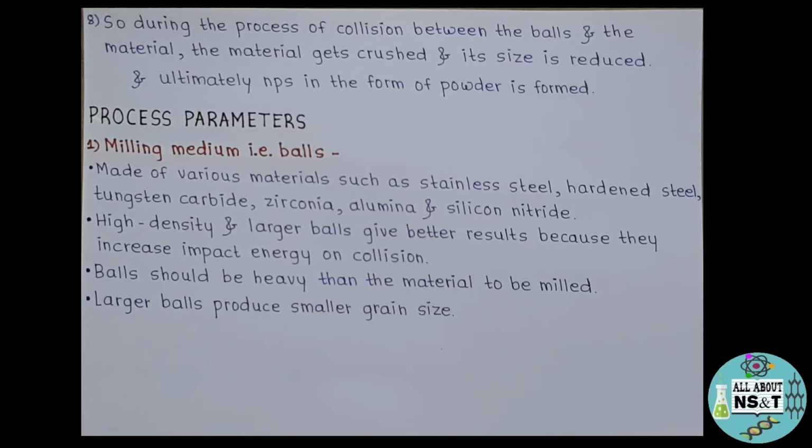So the first parameter is milling medium, that is balls. The balls used in the milling process can be made of various materials such as stainless steel, hardened steel, tungsten carbide, zirconia, alumina and silicon nitride. Generally, high density and larger balls give better results because they increase impact energy on the collision. Also, the balls should be heavier than the material to be milled because larger balls produce smaller grain size.